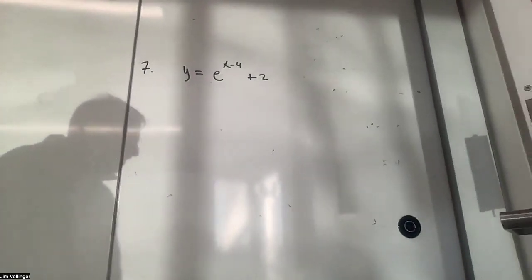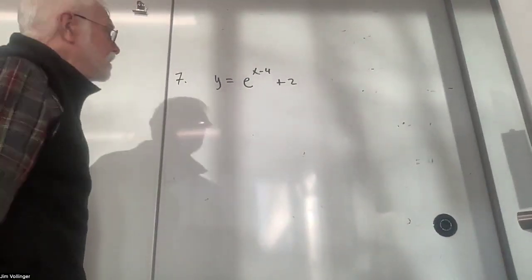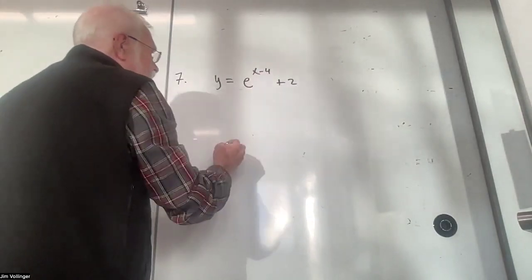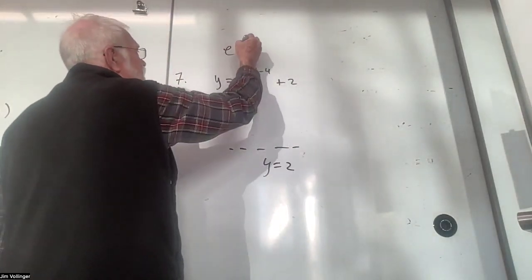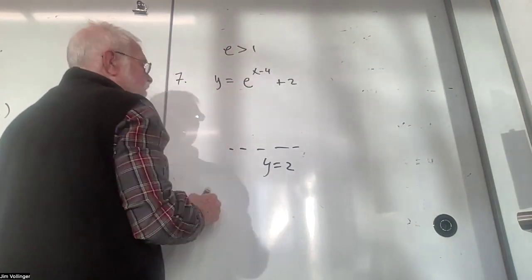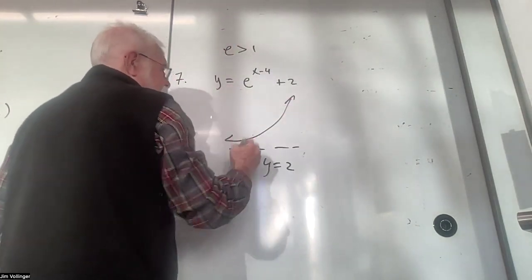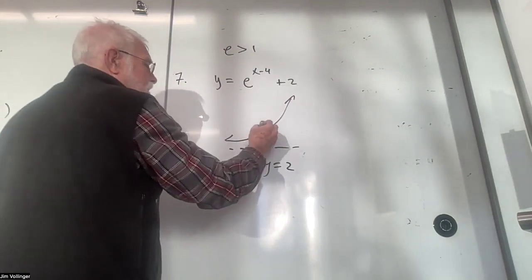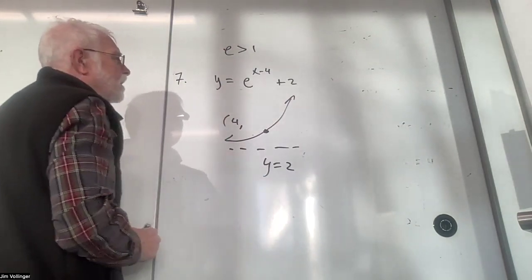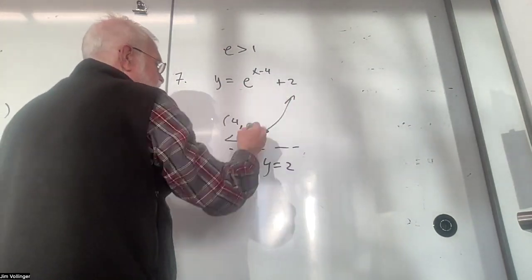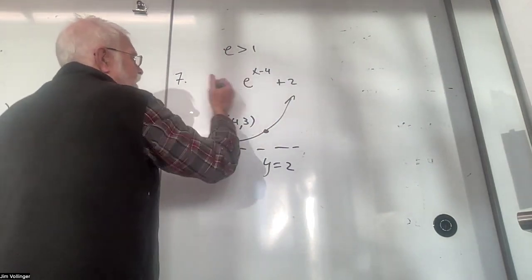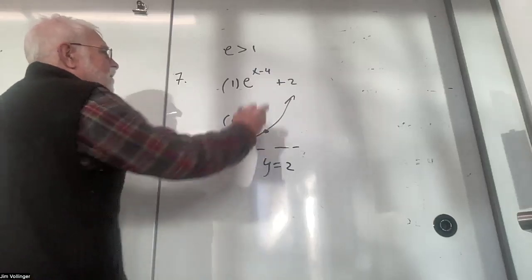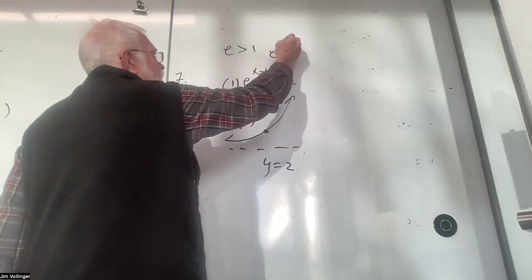e to the x minus 4, very similar function. I could turn it into a 2 to the, but I see a y equals 2. e is bigger than 1. So therefore I have growth. I'm going to drop a 4 in. If I put a 4 in, I get 1 plus 2 is 3. That seems to be that initial jump again of 1, providing I can make e to the 0.